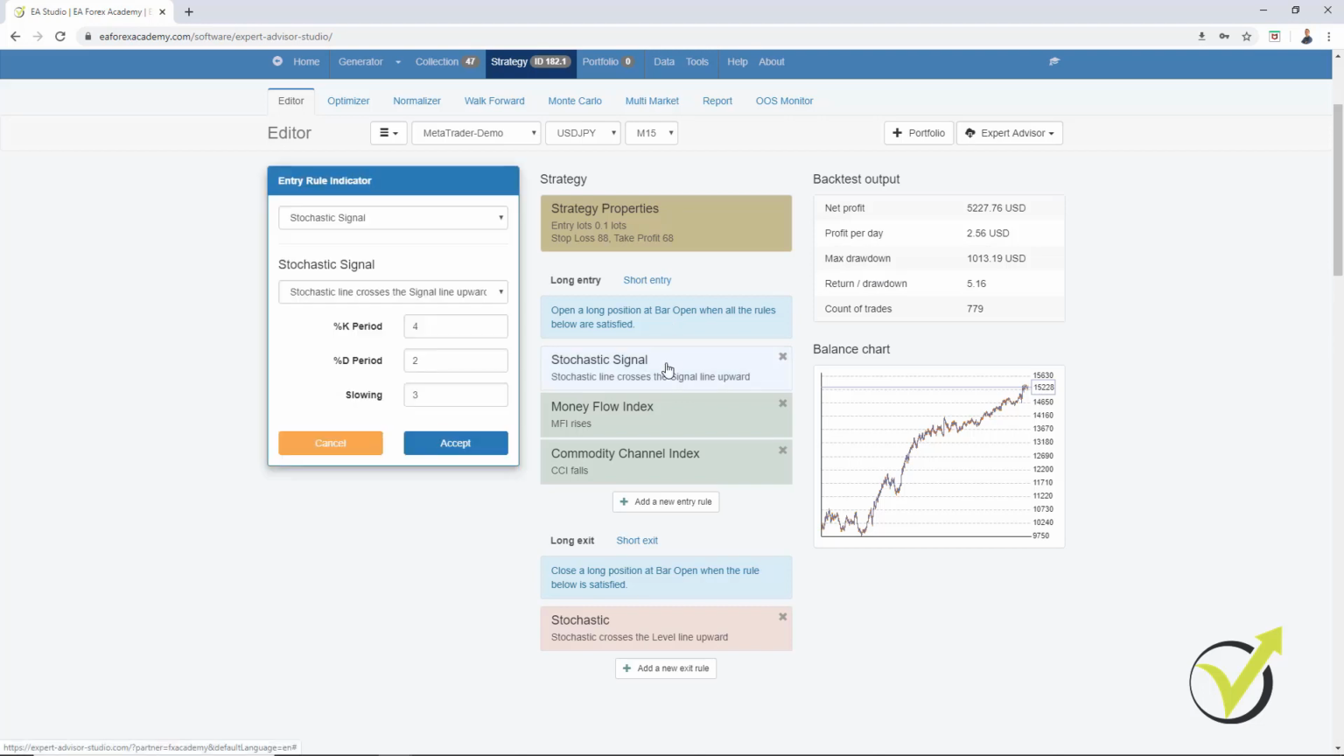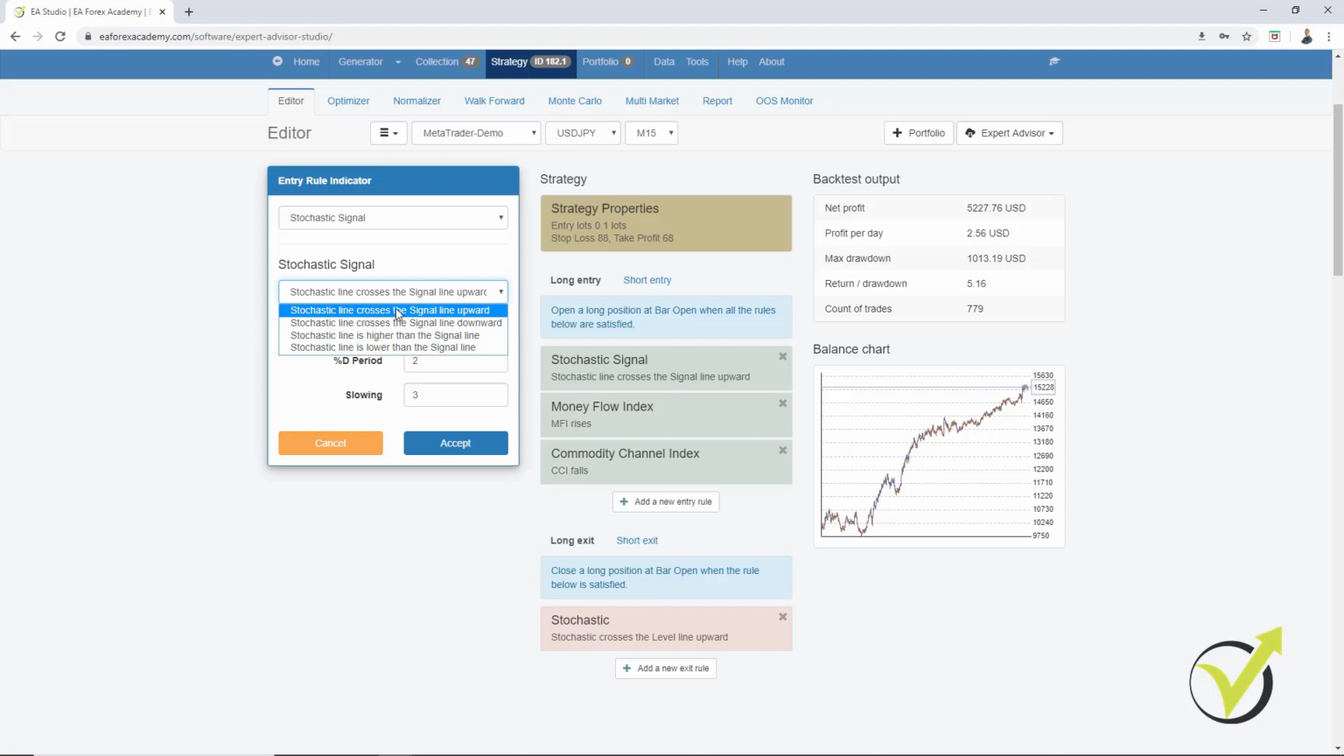The stochastic signal uses the rule: stochastic line crosses the signal line upward. And we have K period of 4, D period of 2, and slowing 3. You can notice that the exit rule is just stochastic and the entry rule is stochastic signal. What is the difference? The stochastic signal uses signals that involve the signal line in the indicator. You can see the 4 rules that are available.